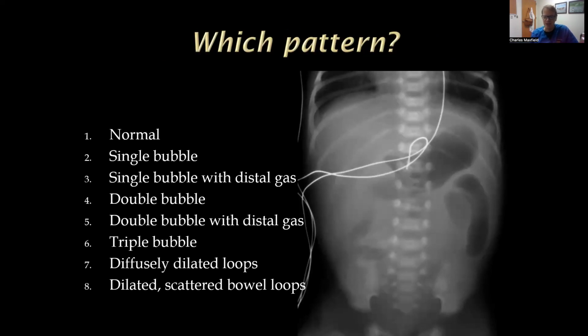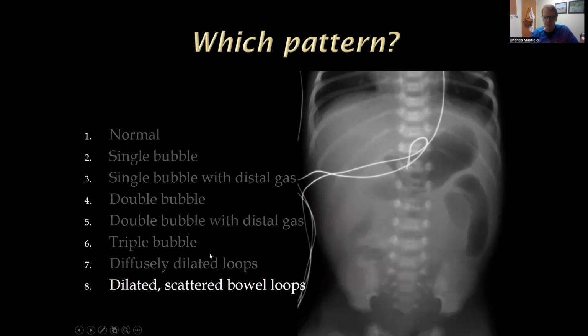And here's the last of the 8 patterns. And in this one, I see right there's stomach. We've seen that in most of our other pictures. Notice the other bowel loops here. They don't look right? They're kind of featureless, a little bit borderline dilated. They're really separated from each other. This is the pattern that I call dilated scattered bowel loops.